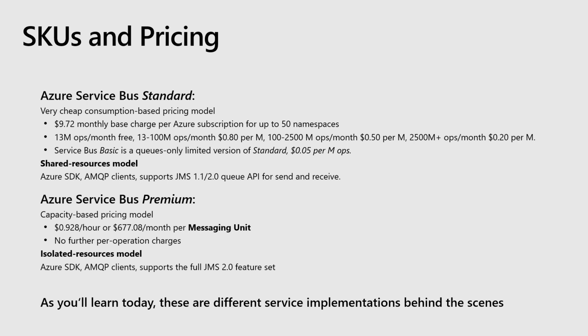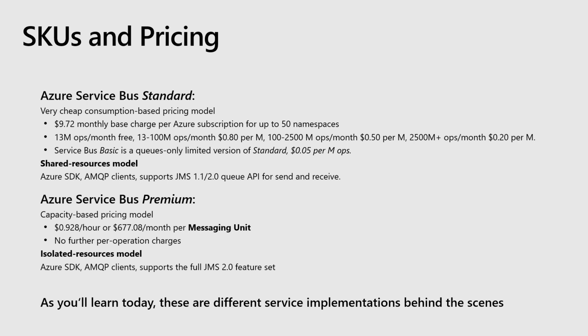And then you have 13 million operations per month included. And an operation means you send a message or receive a message. And they are free. And then from there, 13 to 100 million operations per month, you pay 80 cents per million. And then if you do more, then you have from 2.5 billion operations per month, you pay 20 cents per million operations.